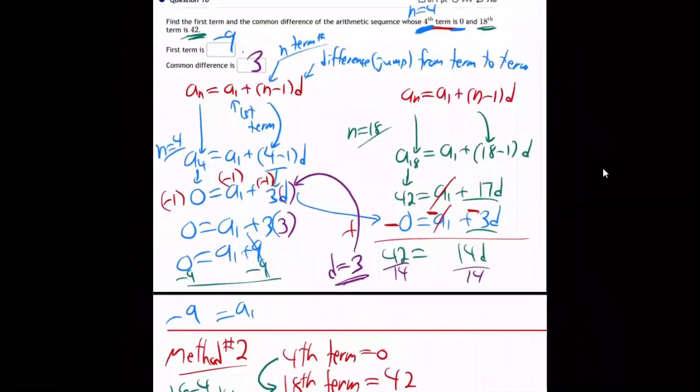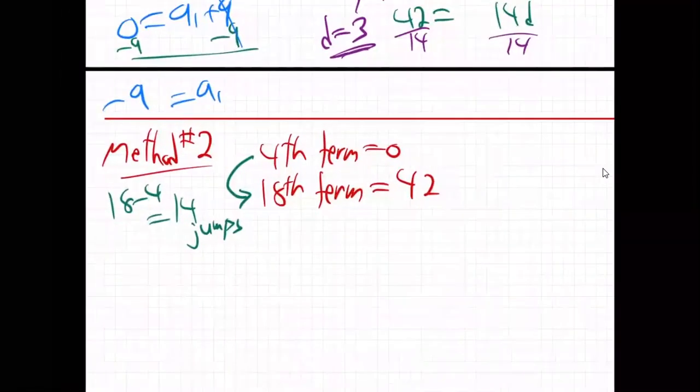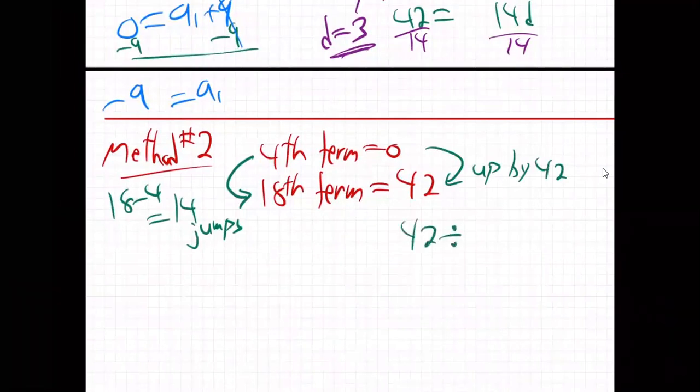And how far did it go up? It goes up by 42. So 42 divided by 14 jumps, right? Going from here to here, it went up by 42. That was in 14 jumps. 42 divided by 14 equals 3 per jump. That's the d. That's the difference from term to term.